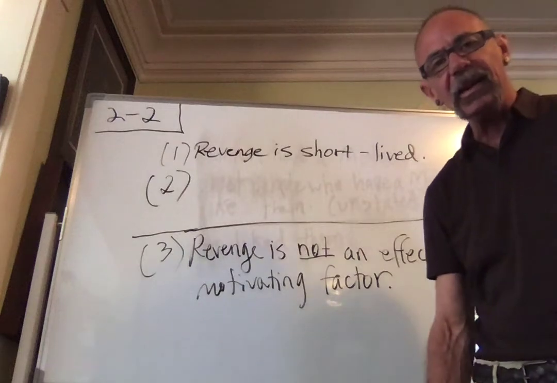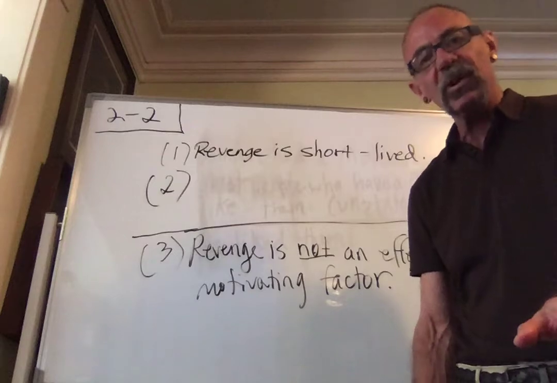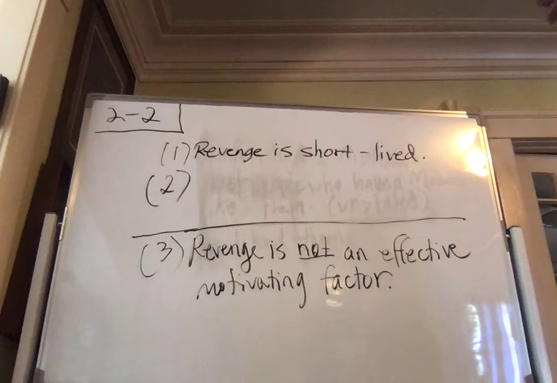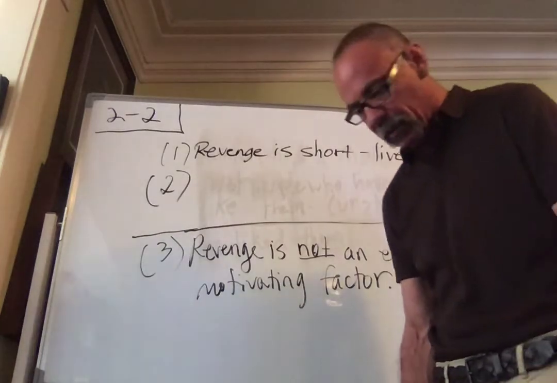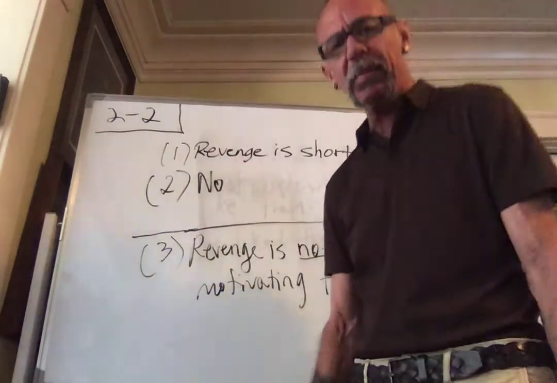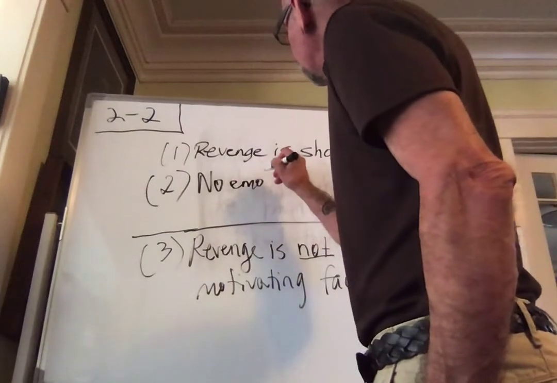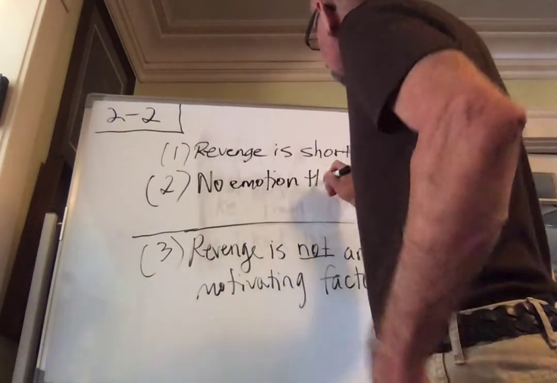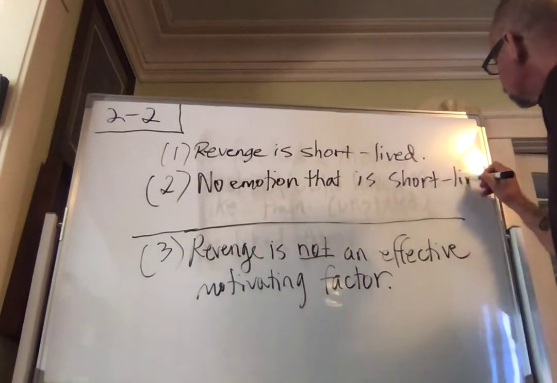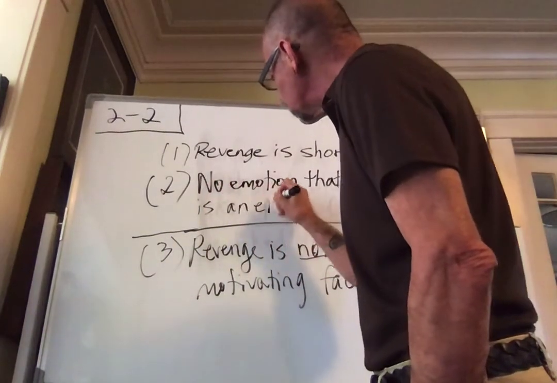The word "not" is indicating negation, and that determines that we have to take a different approach to specifying the unstated premise. Taking this as an example of a deductive argument, we cannot start with the word "all" or the word "every." We have to start with "no," or if we were talking about people, we might say "no one" or "nobody." How about this then? No emotion that is short-lived is an effective motivating factor.